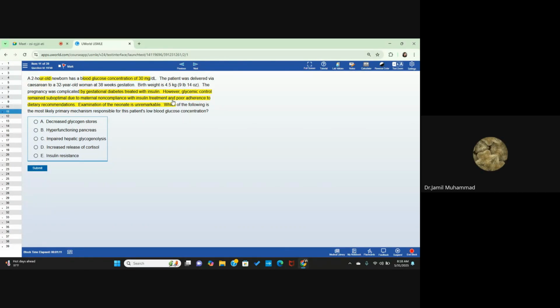As the history is, the mother is diabetic and the function of the pancreas will also be increased during the gestation, and after birth there is no glucose intake orally, and there is still an increase of insulin that causes the hypoglycemia. I think the B, hyperfunctioning pancreas.